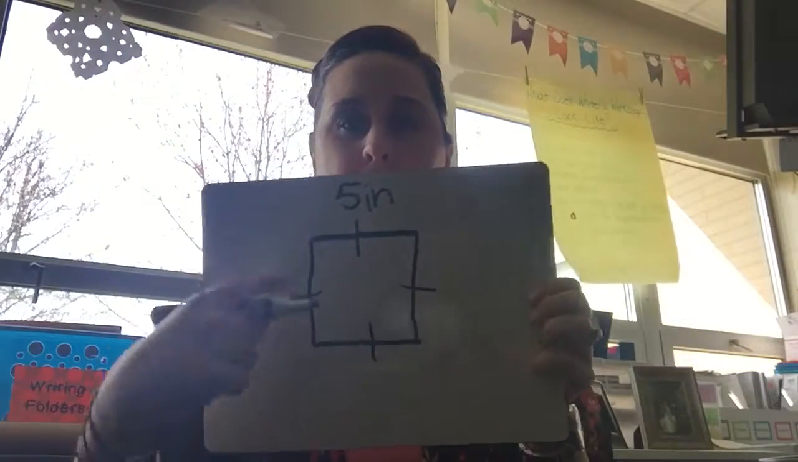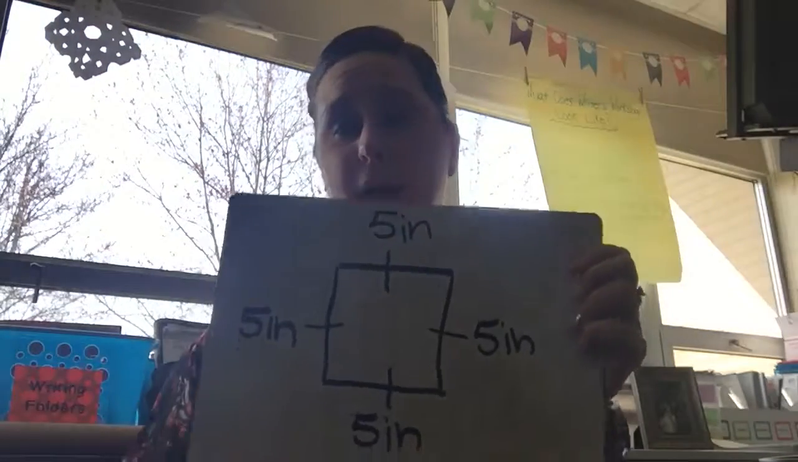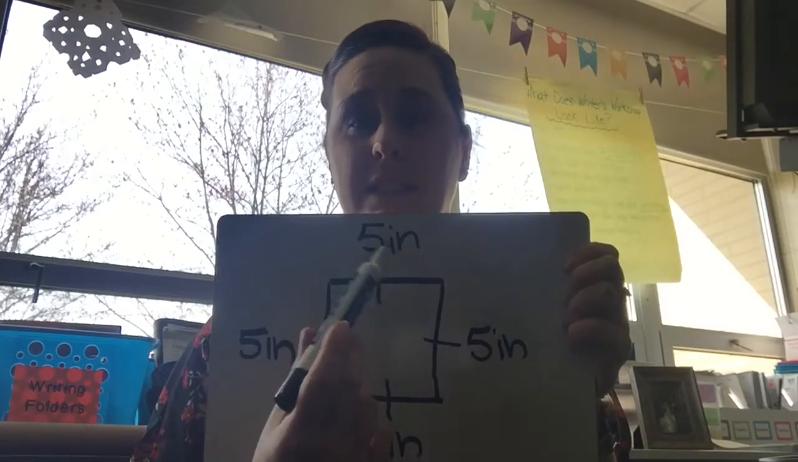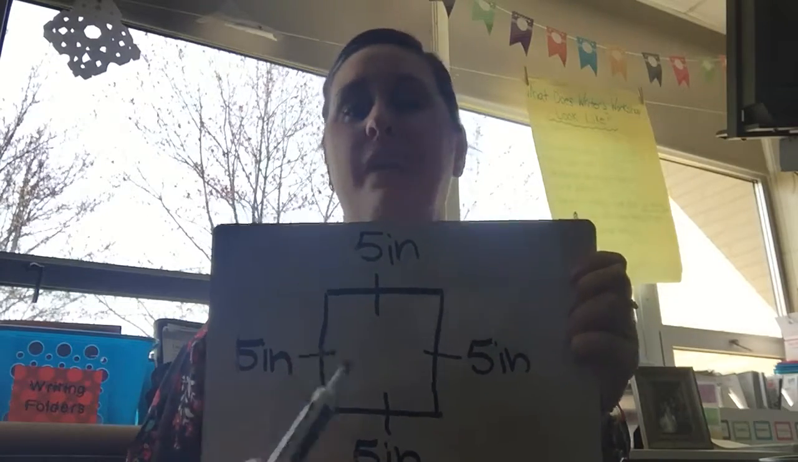So if the top one is 5 inches, okay, then 1, 2, 3, 4, they're all going to be 5 inches, okay? So I'm going to label each side, 5 inches, 5 inches. I can add all these up. I can count by 5s, 5, 10, 15, 20, or I can multiply. I see 4 groups of 5. 4 times 5 is 20. So the perimeter of this square would be 20 inches, okay?